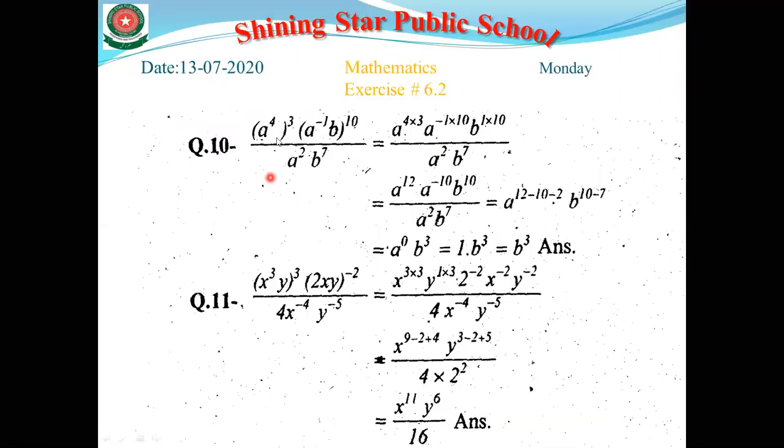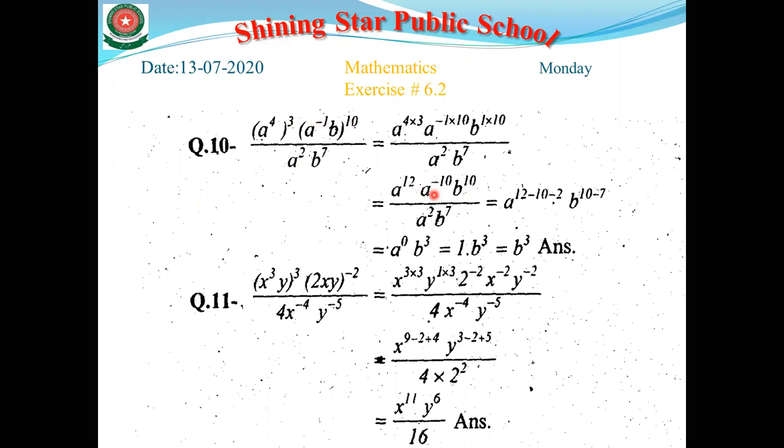Question number 10. A power 4 multiply whole power 3, b power minus 1, b whole power 10, a square, b 7. Now, first of all, we have to multiply 3 with 4, it becomes 12. 10 with minus 1, minus 10, b power 10, a square, b power 7. Okay, now here a power is minus 10.